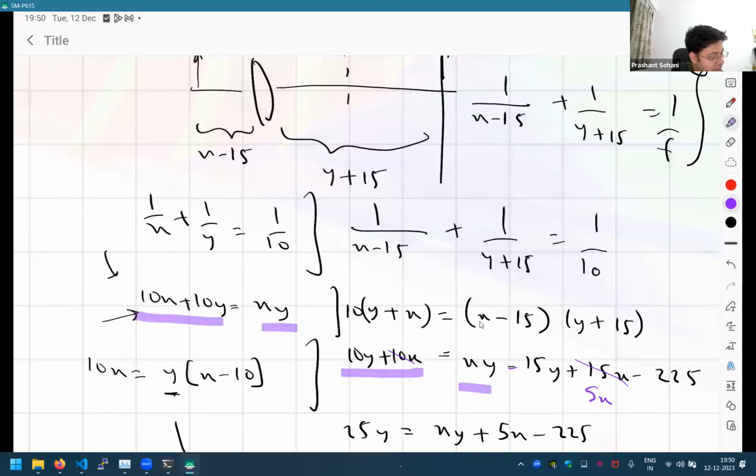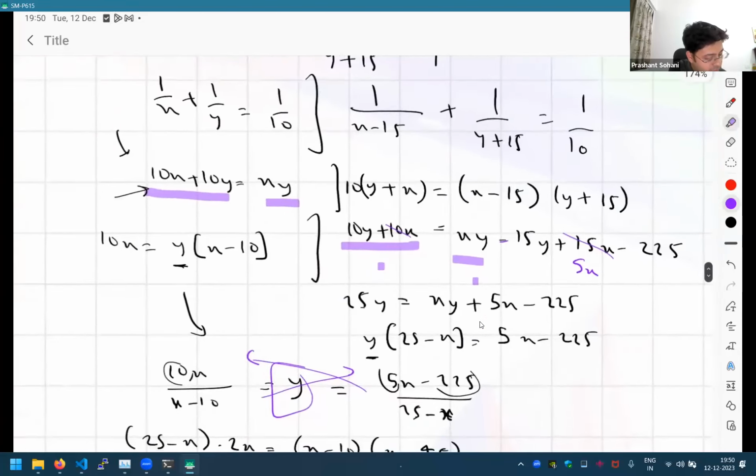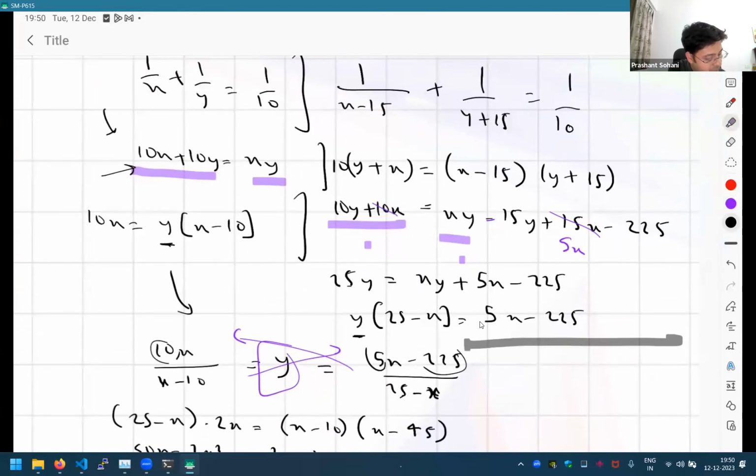So here what is given is 10x plus 10y is equal to xy plus something something. But if this part is equal, that will just cancel. Just let me quickly write that. What will that look like on one side? So that will directly simplify this to 0 is equal to minus 15y plus 15x minus 225.